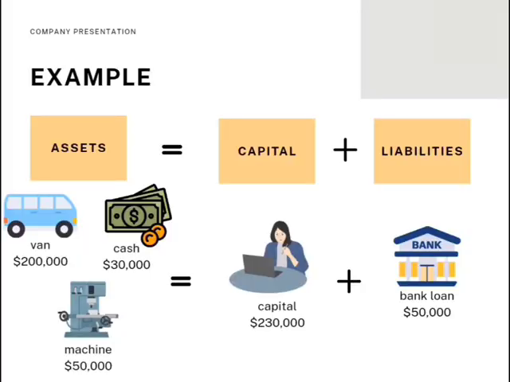Mrs. Lee has just started her business with assets like a van, cash, and machinery. She invested her own capital and took a bank loan. According to the basic accounting equation, assets equal capital plus liabilities. This shows how assets are financed through owner's equity and liabilities.